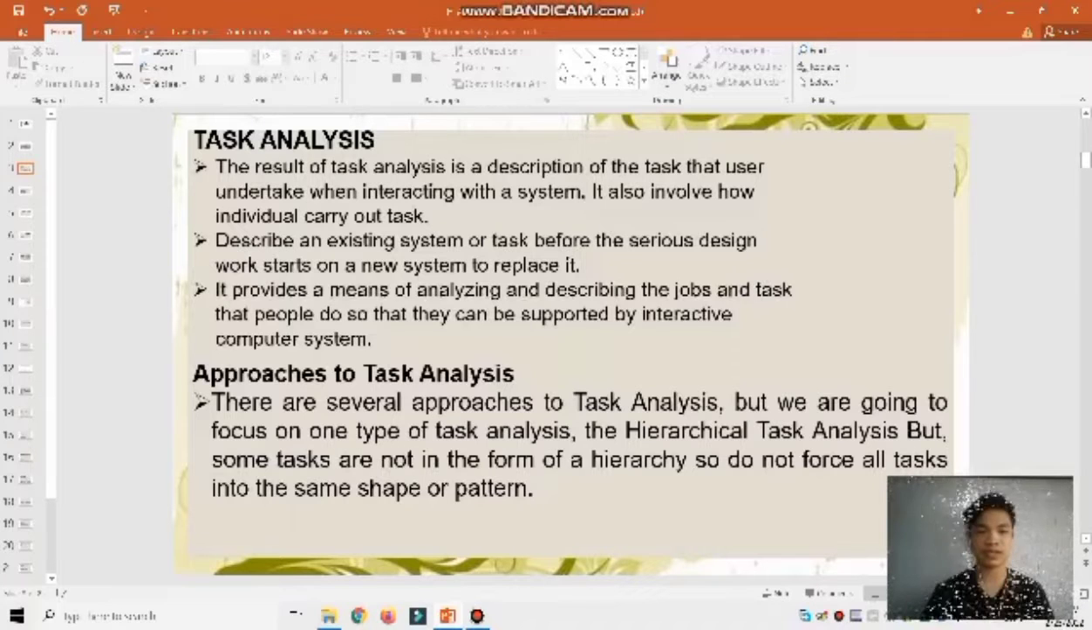Approaches to task analysis. There are several approaches to task analysis, but we are going to focus on one type of task analysis, the hierarchical task analysis. But some tasks are not in the form of a hierarchy, so do not force all tasks into the same shape or pattern.